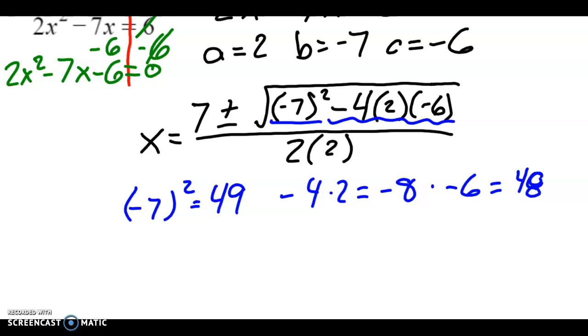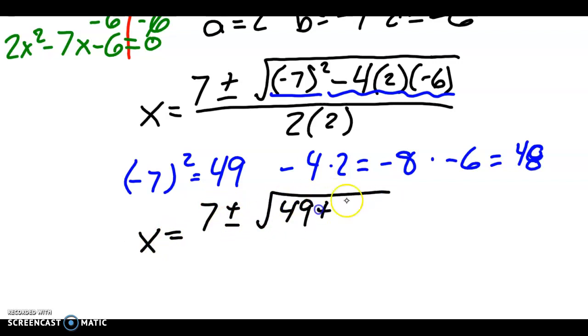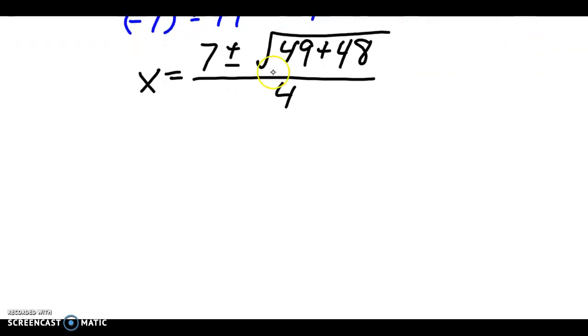And now when we go ahead and see what that does to our formula, we can rewrite this now. 7 plus or minus the square root of 49 plus 48, because it was a positive 48 that came out of that, all over 4. 2 times 2 is 4. Okay. So now let's simplify what's inside that square root. 49 plus 48 is going to equal the square root of 97.